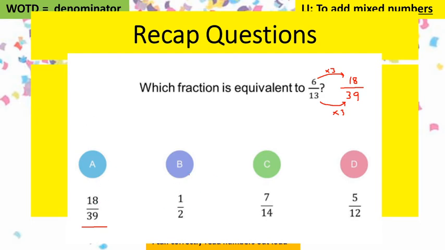We can't get this because to get from 6 to 1, you have to divide by 6. 13 divided by 6 is not 2. To get from 6 to 7, you can't do that. To get from 6 to 5, you can't do that. So those don't work. It has to be A.